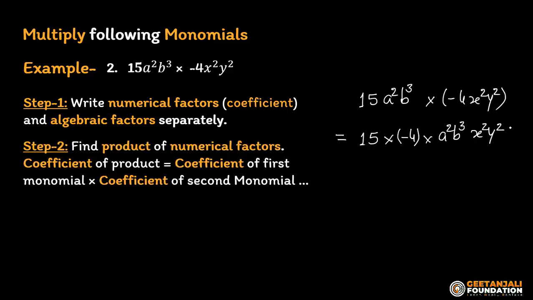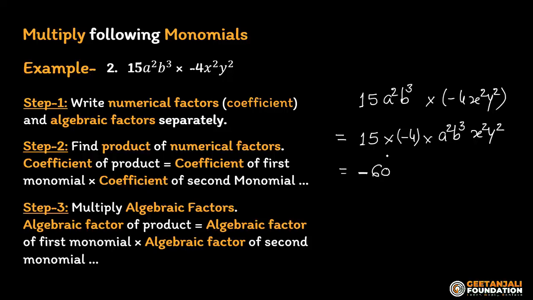Now the second step, we will multiply numerical factors. So the numerical factor is 15 times minus 4. You can see this is a positive number, this is a negative number. So here the rule of signs will be applicable for multiplication of two numbers. As both the numbers are of different sign, the result is going to be negative. 15 fours are 60. So the numerical factor or coefficient of the product is minus 60.